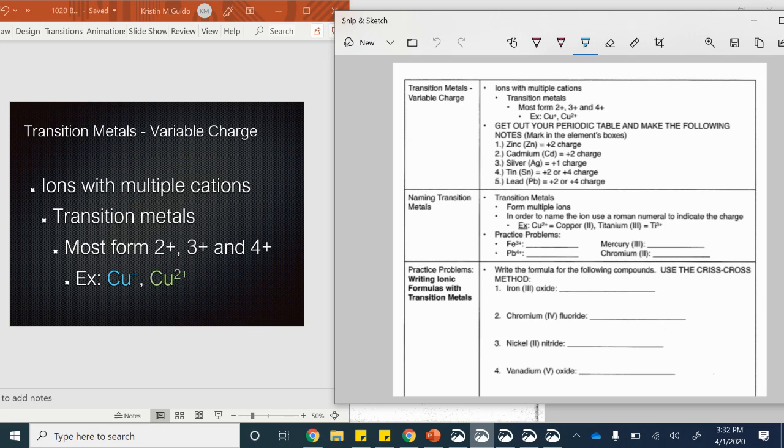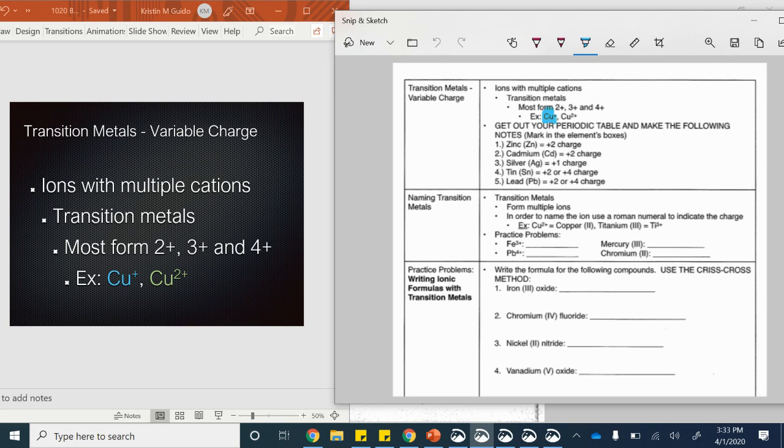Cool, so here we are. Transition metals are ions with multiple cations. Transition metals usually form a 2+, a 3+, or a 4+ charge. In that example, we have copper. Copper actually can form just a 1+ or a 2+. So depending on the type of copper, are we talking about the 1+ copper, or are we talking about the 2+ copper?